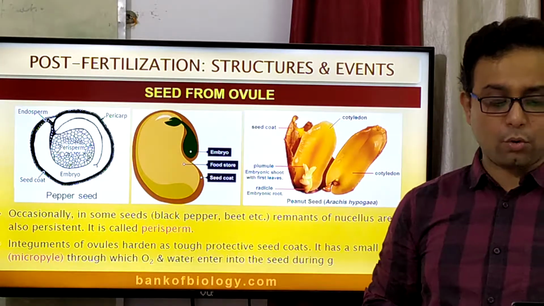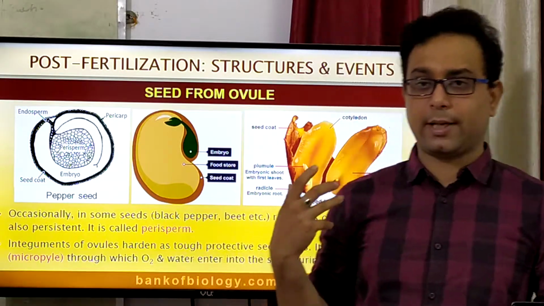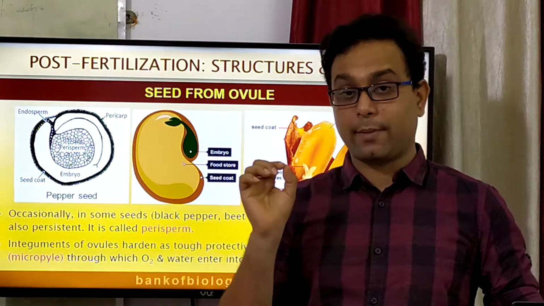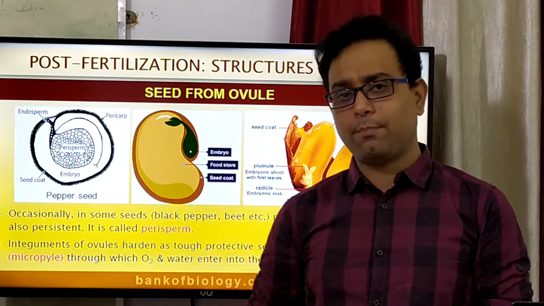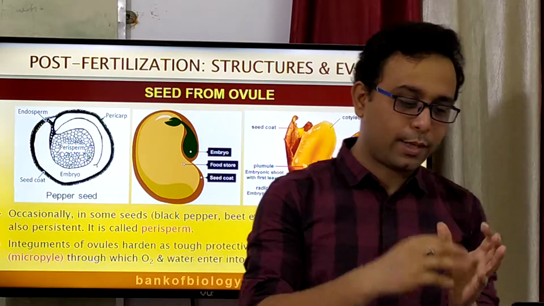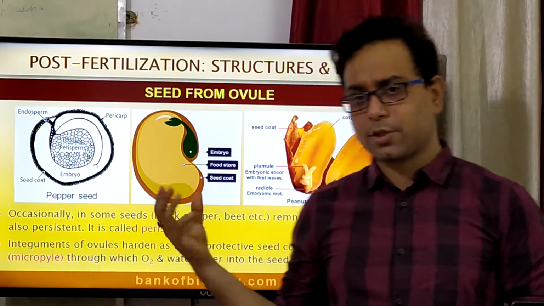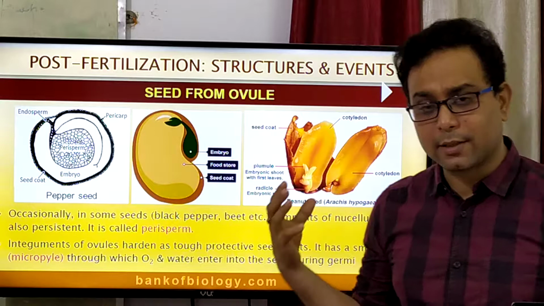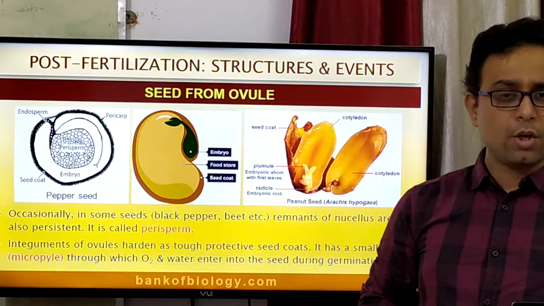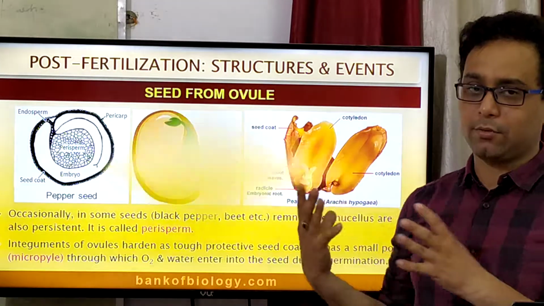But in the seed coat, one small pore is there. You can easily observe it in the bean seed, right? It is called the micropyle. But what is the importance of the micropyle? It is the main site through which oxygen and water enter into the seed during germination. So the micropyle takes an important role in the seed germination process. So the perisperm and the micropyle, we discussed in that particular slide.